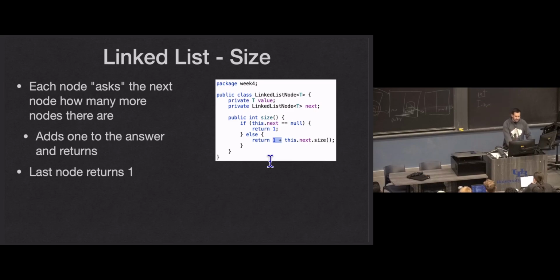So for our case right here, we're going to ask the next node for its size. It's going to return how long, if it were the head of the linked list, how long would that list be? It's going to return some answer. So if this node knows that everything after it, there's this many elements after it, and it's going to account for itself, it can just add 1 to that and then return that value.